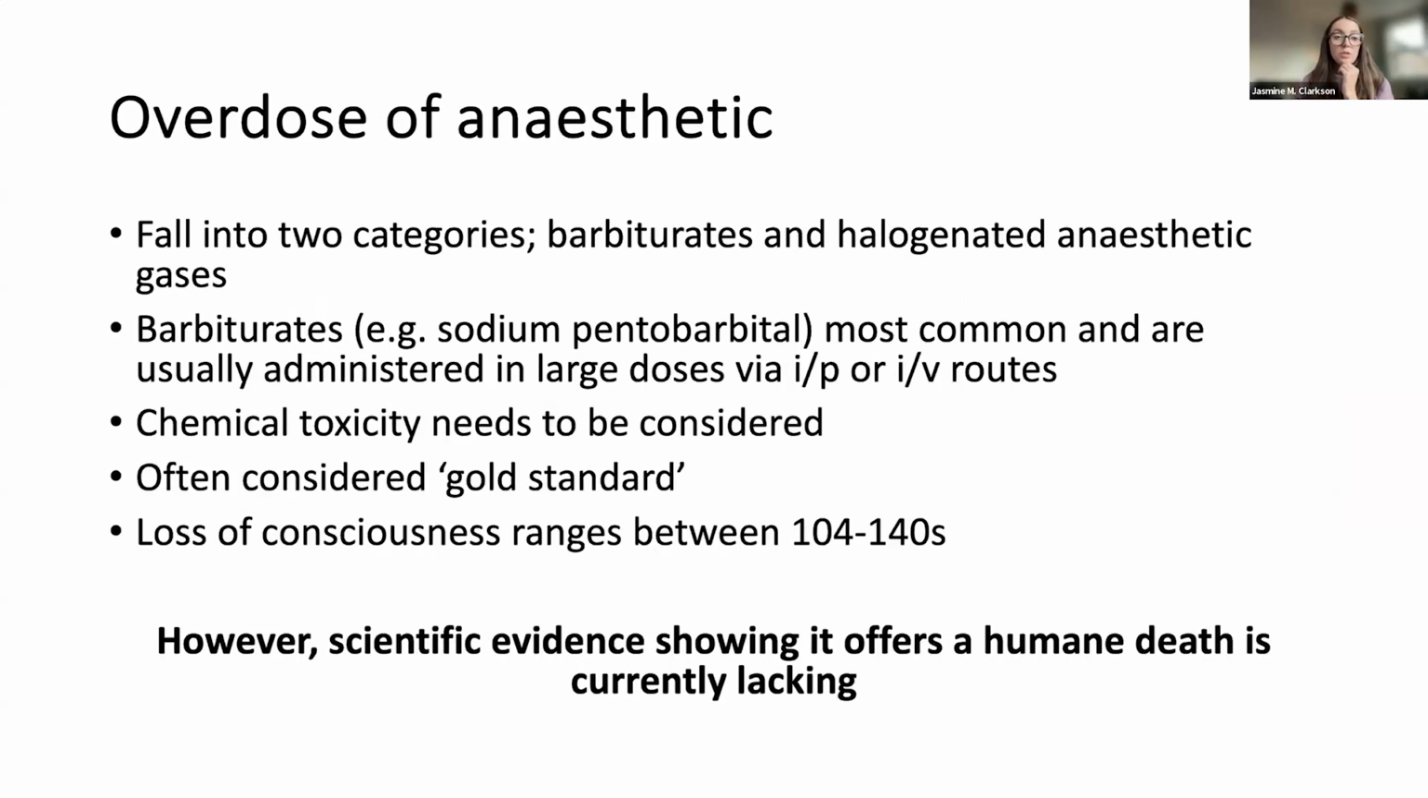Moving on to overdose of anesthetic. Generally, this falls into two categories, so barbiturates and halogenated anesthetic gases. Barbiturates, such as sodium pentobarbital, at least in the UK, I'm not sure what it's like in the States, are the most commonly used anesthetic for euthanasia, and they're usually administered in large doses via the intraperitoneal or intravenous route. However, obviously, we have to consider the effects of the compound and its ability to confound scientific data.